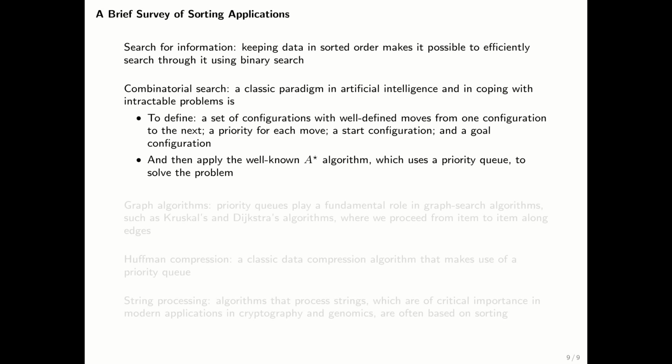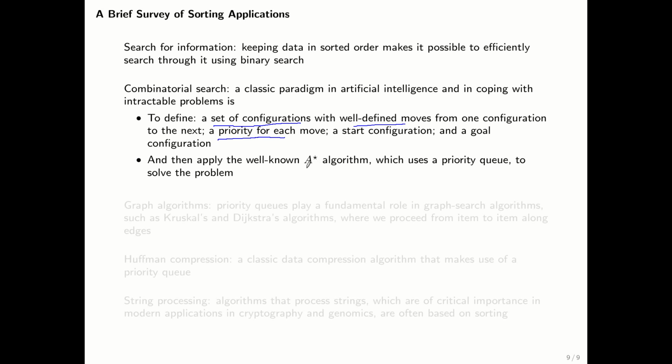Another example is combinatorial search. A famous approach in artificial intelligence and in dealing with intractable problems is to first define a set of configurations, with well-defined moves from one configuration to another, and associate a priority with each move. So you have an initial configuration, then the next configuration and the next, and so on. There is this notion of a move from one configuration to another along with a priority associated with the move. And then there is a distinct start configuration and a goal configuration.